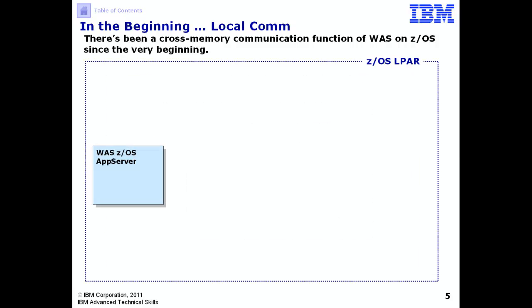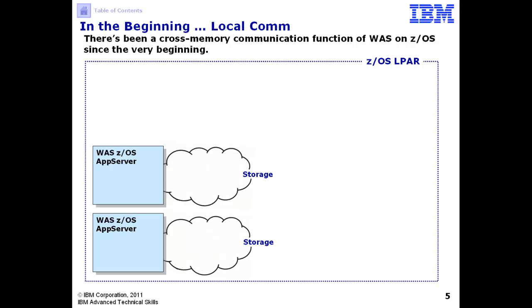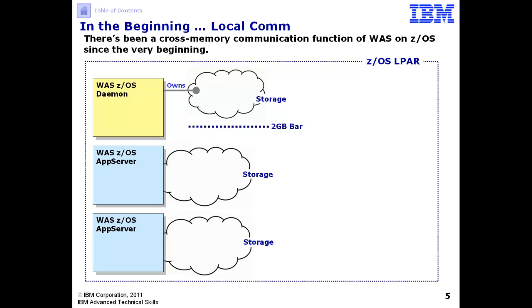We start the illustration by representing a z/OS logical partition, or LPAR, and we add to that 2 z/OS application servers. Each has its own area of storage used by the application servers. On WOS there is a server called the daemon. The daemon server owns a portion of storage above the 2 gig bar.